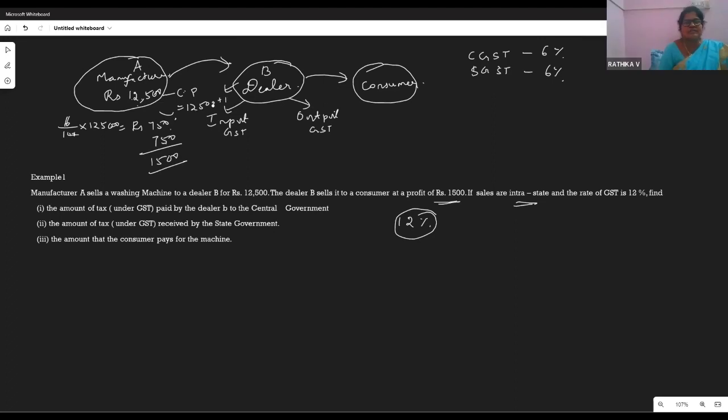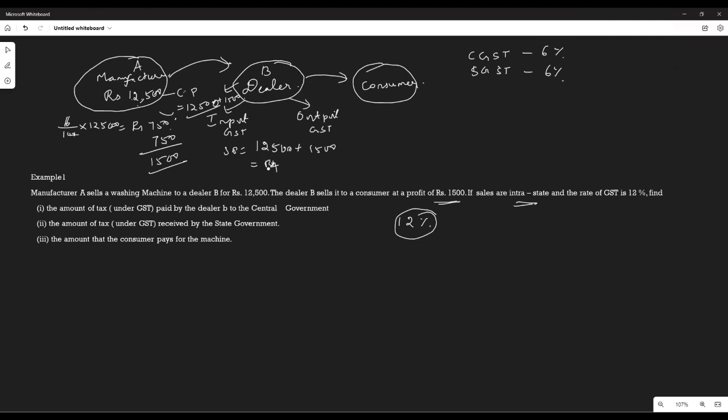So now along with this cost price, he is keeping 1,500 rupees extra, and he is going to sell it. So his selling price is now 12,500 plus this 1,500, so it will be rupees 14,000. This amount he is going to sell to the consumer.